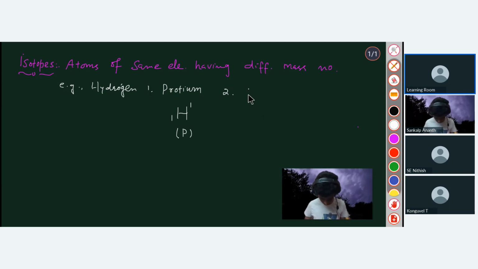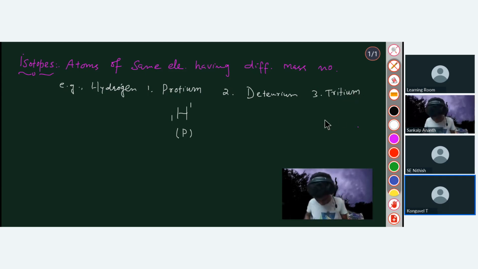Okay, protium, then we have deuterium and tritium. Exactly. Tritium has the mass number of 3, right? Yes, sir. Did we also study isotopes of carbon and nitrogen? No, I think we did it in that class.